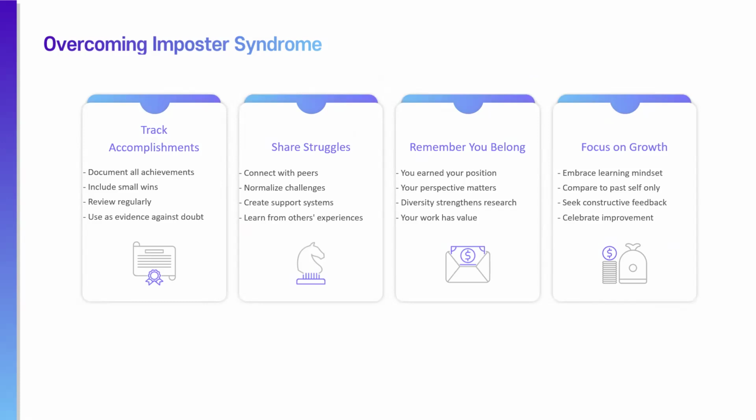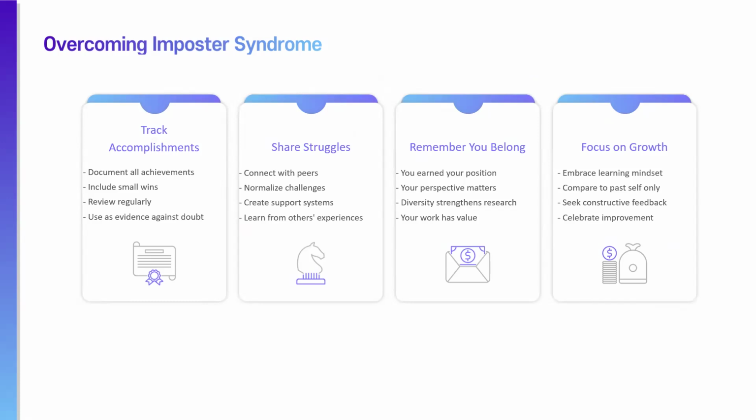Document all achievement, not just the big ones. Include small wins. Finish the literature review. Run a new statistical test. Review this list regularly, especially when you are doubting yourself. Use it as evidence against that voice saying you are not good enough.